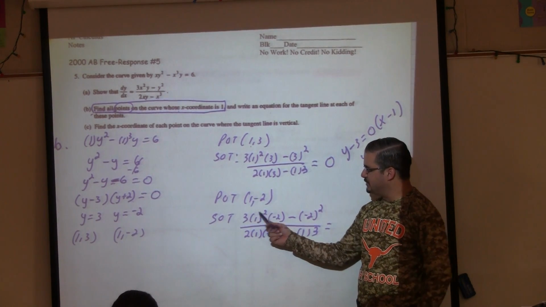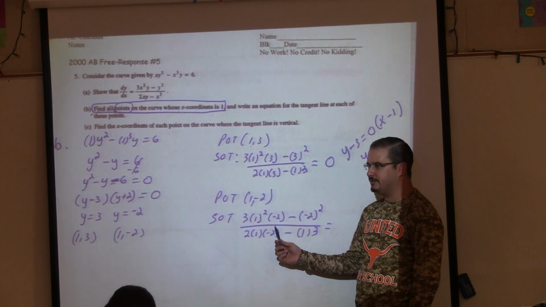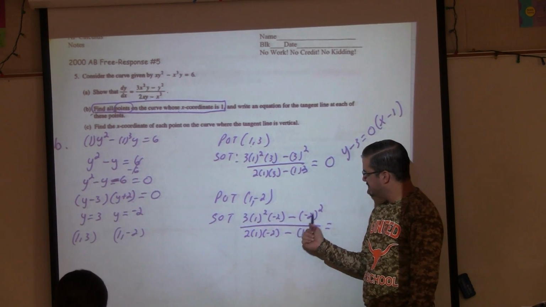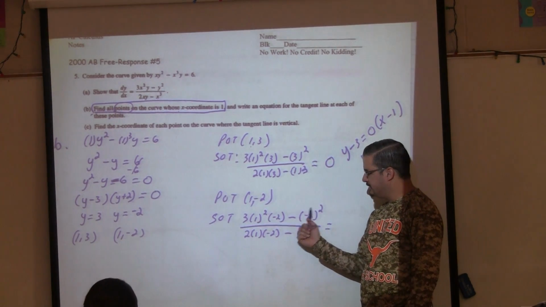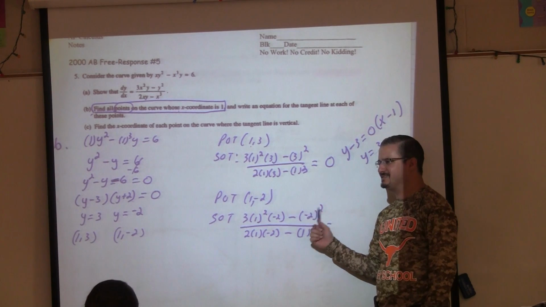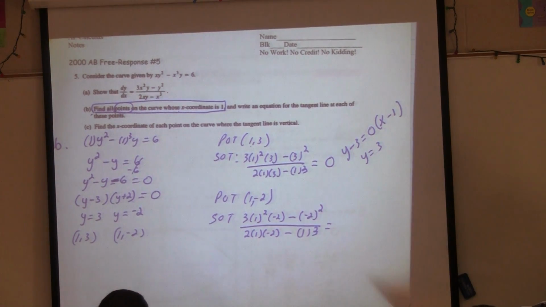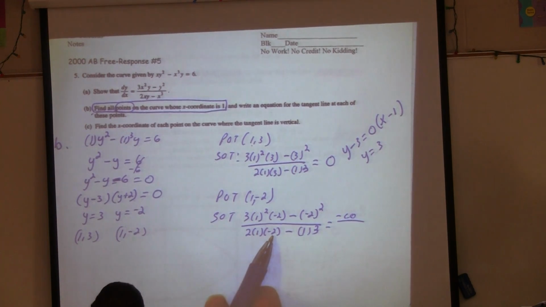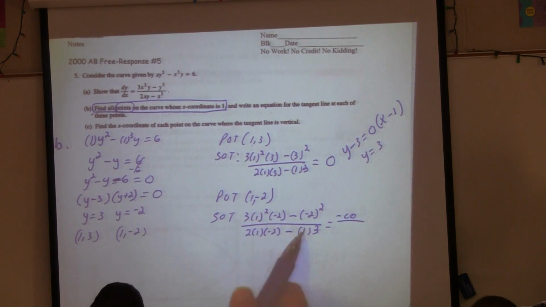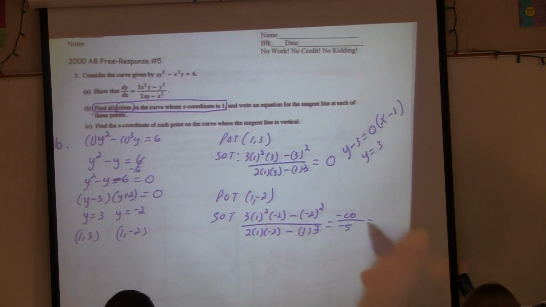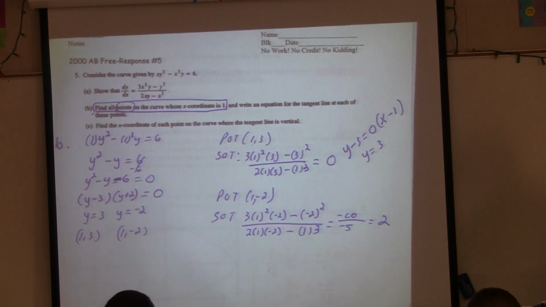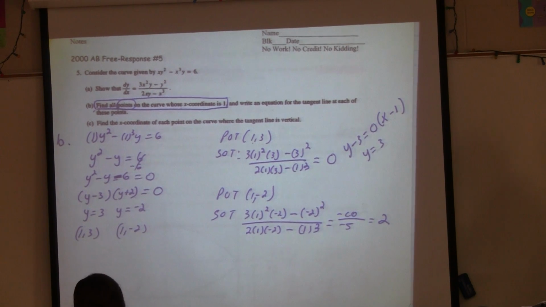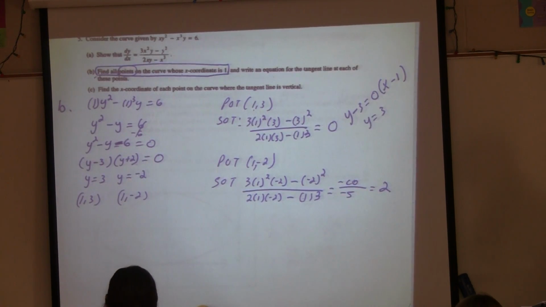Alright, so 1 squared is 1 times 3 is 3. 3 times negative 2? Negative 6. Negative 2 squared? 4 becomes minus 4. So we've got negative 6 minus 4. Negative 10. Okay, at the bottom, 2 times negative 2? Negative 4. 1 to the third is 1, so negative 4 minus 1. Negative 5, which equals? Positive 2. Okay, don't make that careless mistake.